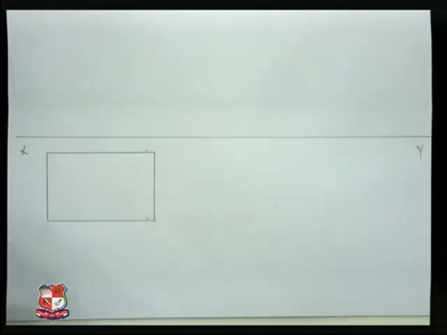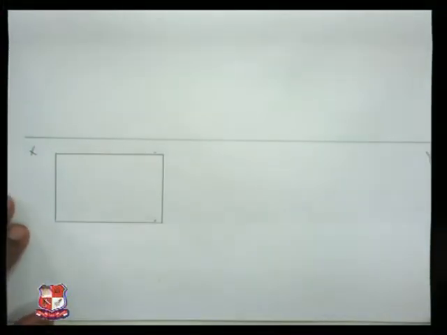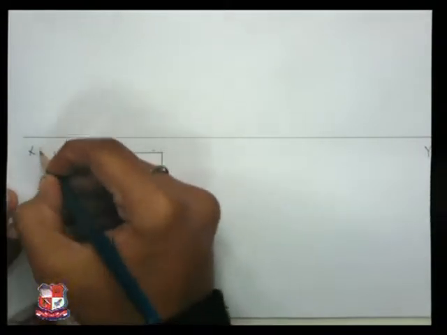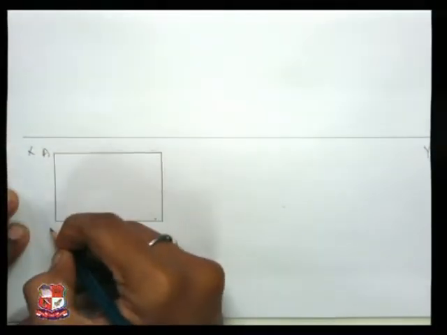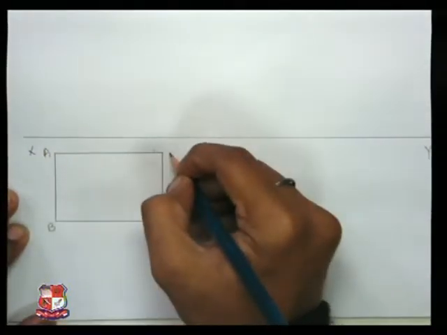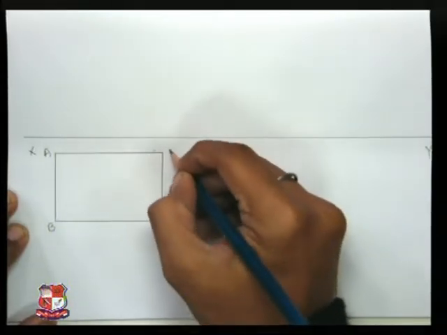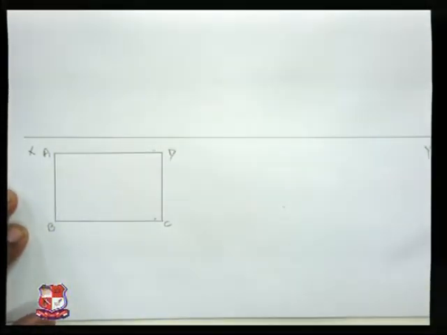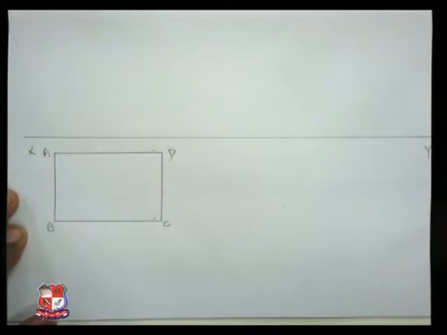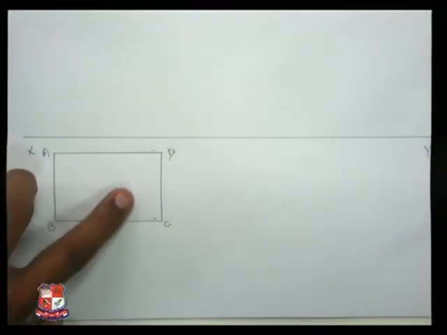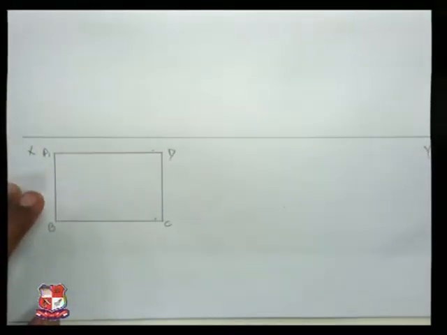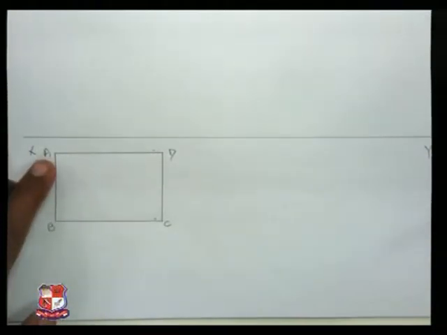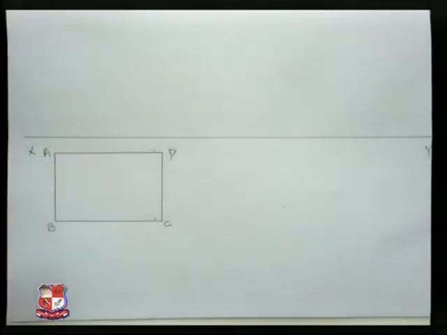We have got our initial position of this rectangular plate, A, B, C, D. I have named this rectangular plate as ABCD, where AB and CD are shorter side, which is of 40 mm, and BC and AD are of 60 mm, which is a longer side.